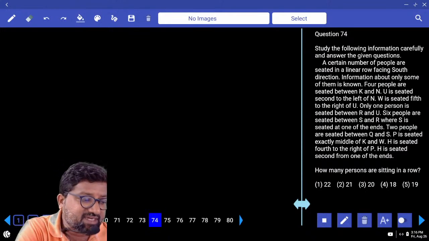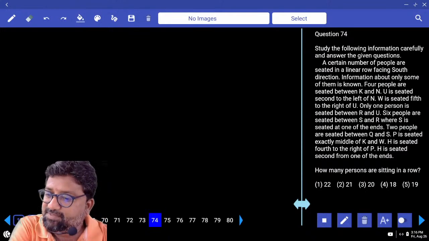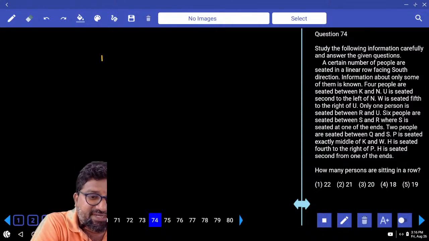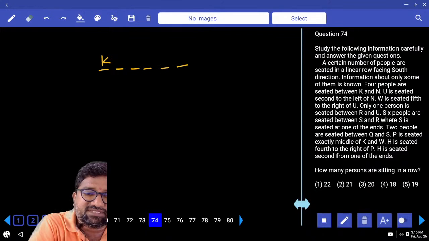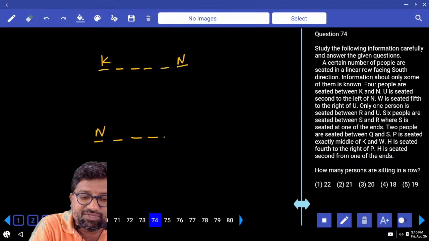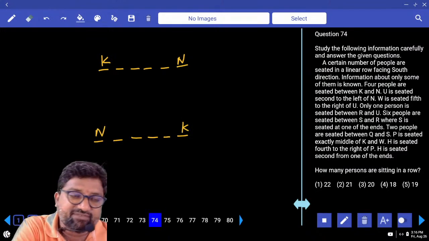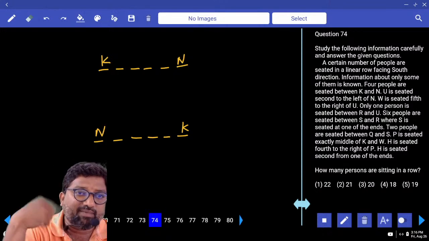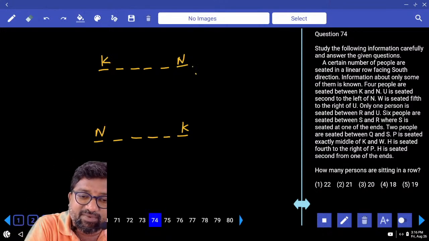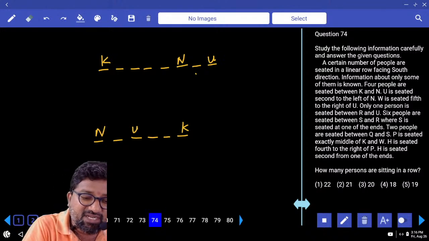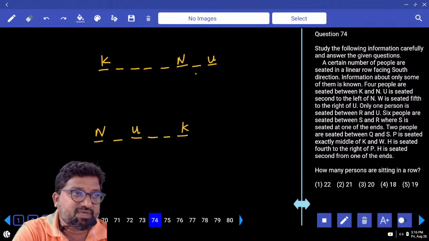4 people are seated between K and N. This is K, 1, 2, 3, 4. This is N. What's the other possibility? N, 1, 2, 3, 4, K. Next, U is seated second to the left of N. Second to the left of N, meaning our right. Now I got 2 possibilities.